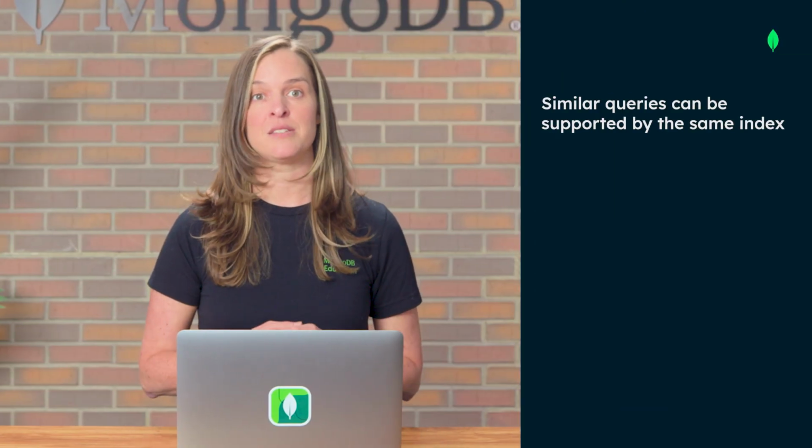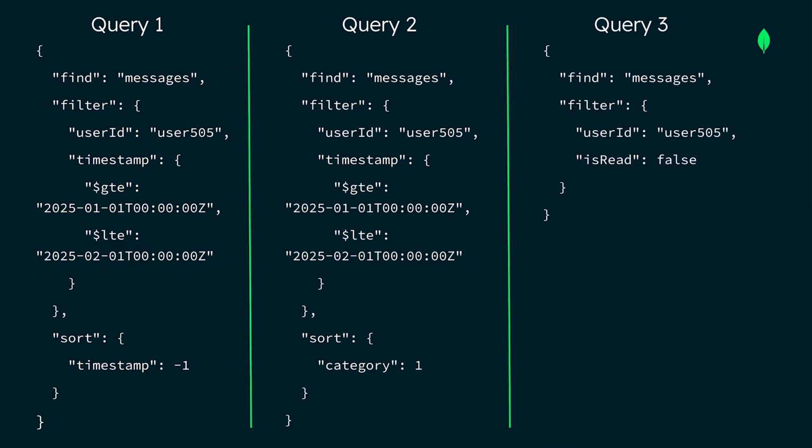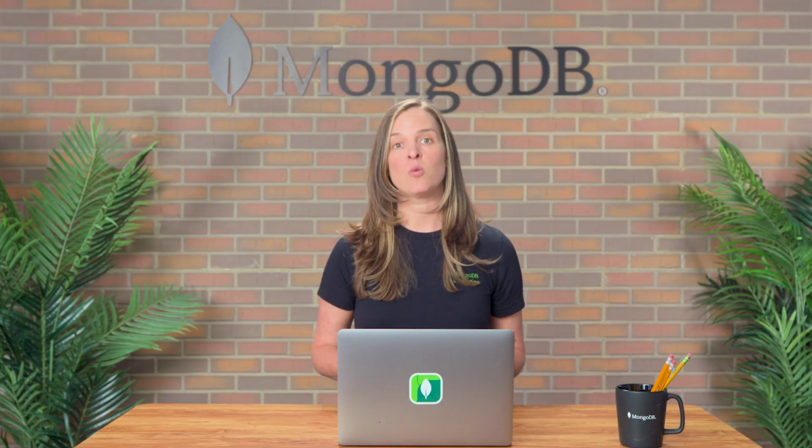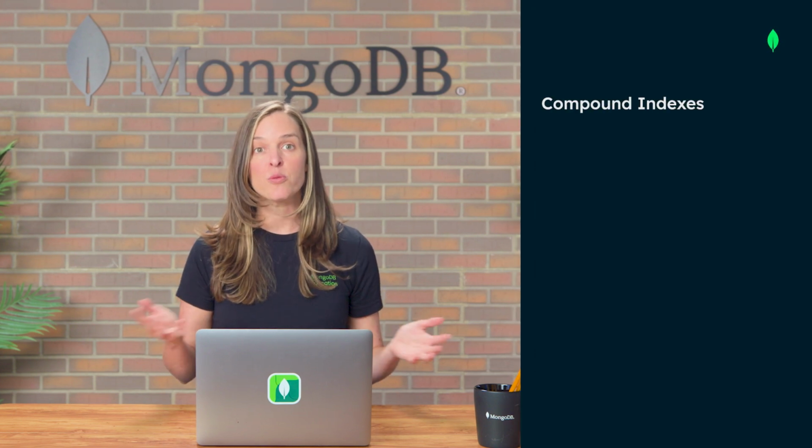Now let's compare the queries to see if we can find any similarities. By identifying similarities between our queries, we can determine the fewest number of indexes that we'll need to support them. Because in many cases, similar queries can be supported by the same index. All three queries filter documents based on the user ID field. The first two queries also filter within a particular date range using the timestamp field. The first sorts by timestamp, and the second by category. The third query filters using the isRead field in addition to user ID. Based on these patterns, we can create only 2 compound indexes to support all 3 queries.